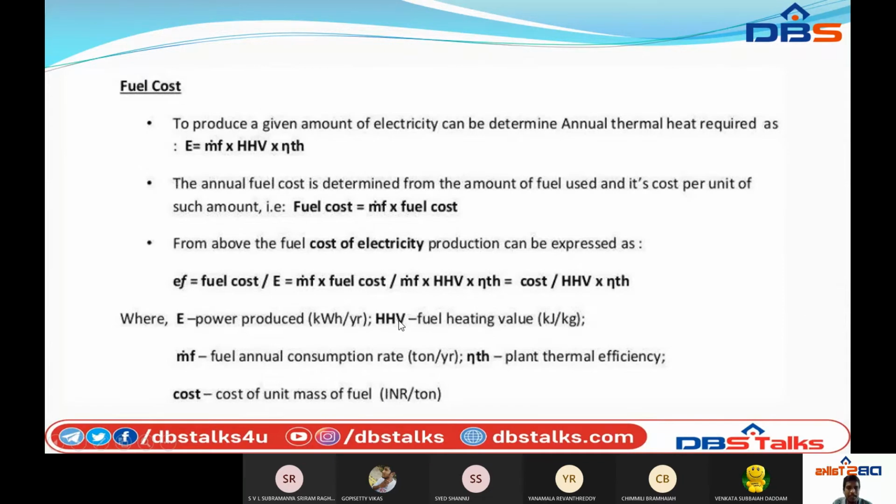And HHV is nothing but fuel heating value. That means the electricity is generated in thermal power plants from heat energy to electrical energy. That means after burning of coal and moving the turbines, it will be converted to the generator. If the generator is rotated, then automatically the electricity is produced.